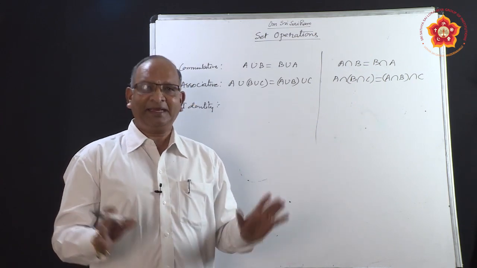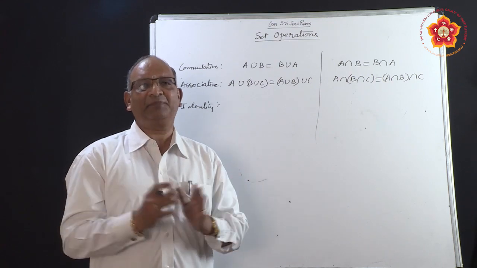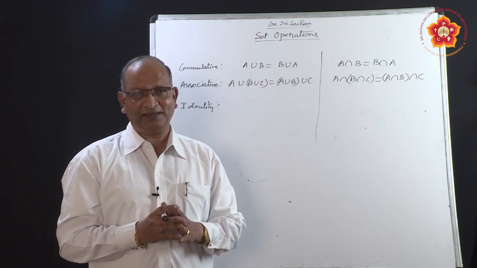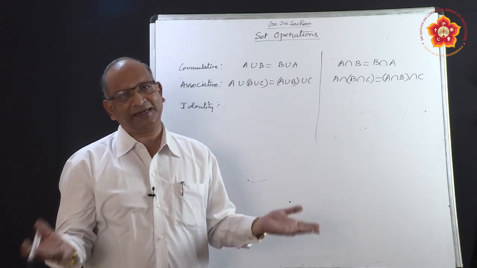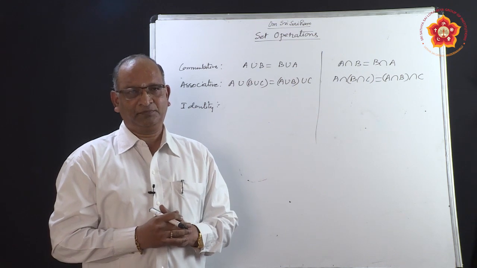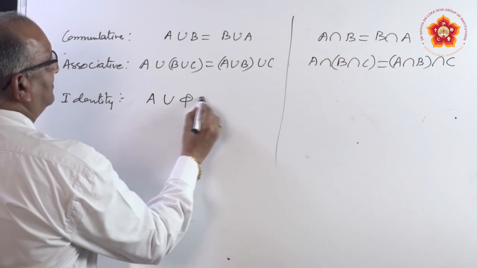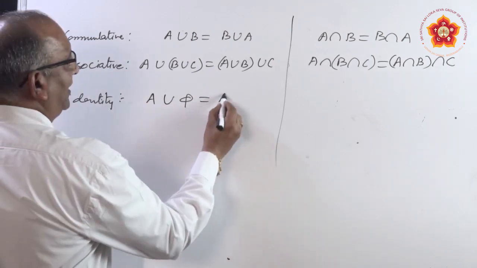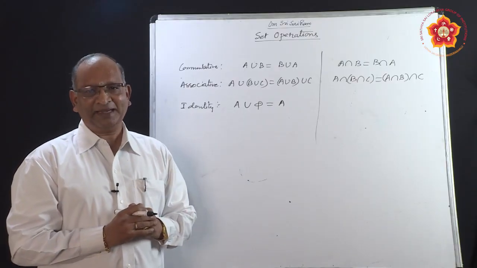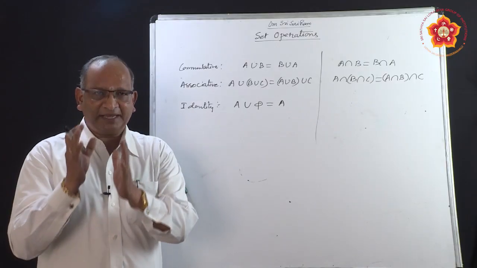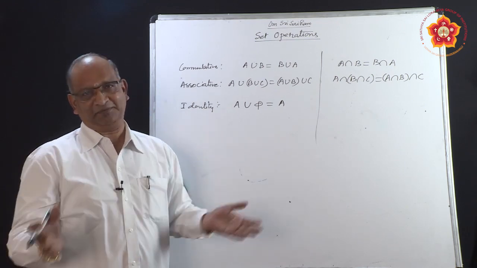Similarly, in set language, the null set, which we represent by the Greek letter phi, if you take the union of that with any set, the set remains the same. How do you write it? Let us say A is a set, A union phi is equal to A. So phi is called the identity set. Why is it called the identity set? Because if you take the union of phi with any set, the set remains the same.